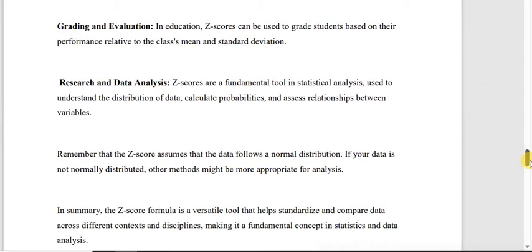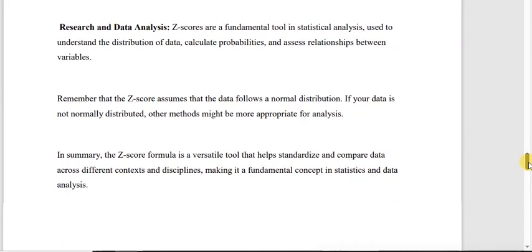And maybe in research and data analysis, Z-scores are fundamental tools in statistical analysis used to understand the distribution of data. And that's why we are learning it. So those were some of the key aspects that Z-score really helps us carry out.